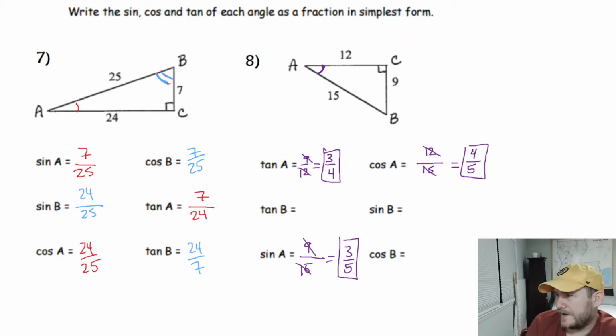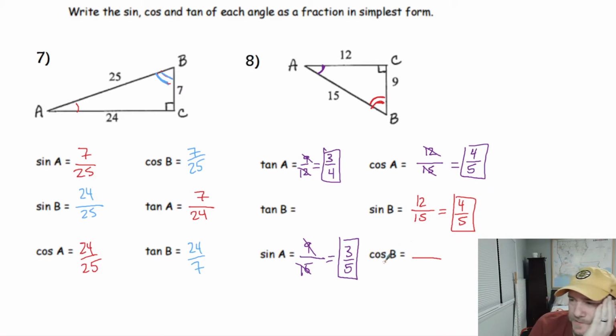Now let's evaluate at angle B. Starting with sine and looking at B as my reference angle, if I want opposite over hypotenuse, that's going to be 12 over 15. Divide by 3, you get 4/5. Now I'll do tangent of B.